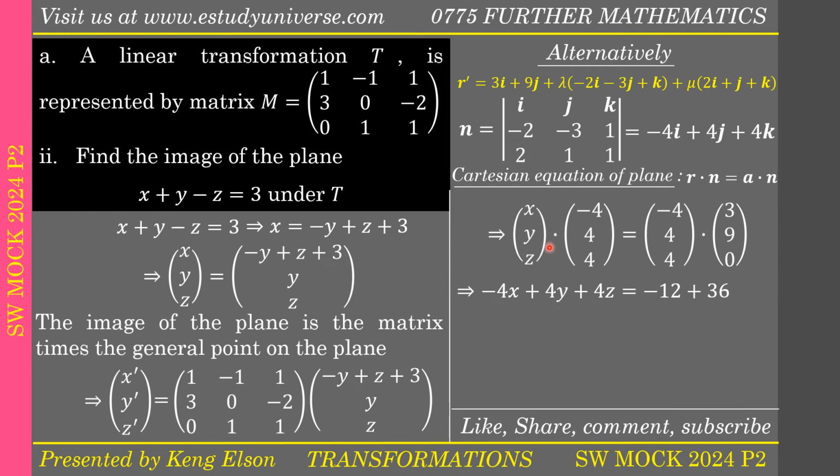So (3, 9, 0), right? Now let's multiply. To do the dot product, I just need to multiply and then I add. So I have -4x plus 4y plus 4z. Also here I have -12 plus 36 plus 0. The -12 plus 36 is equal to 24. So you see, using this other method, we still get the same Cartesian equation of the plane.